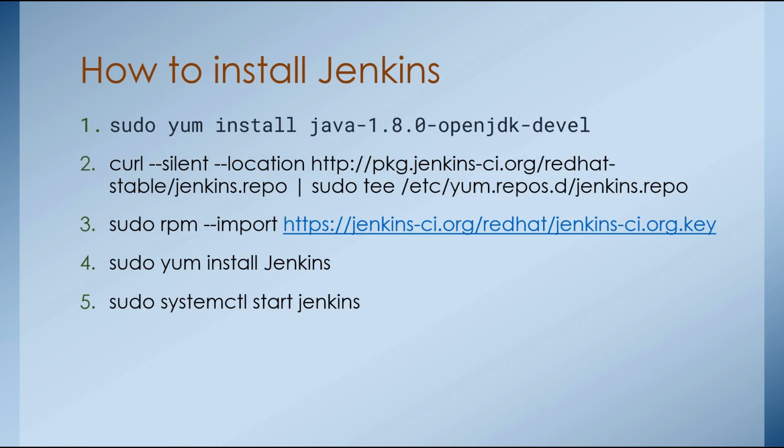wget with the silent option, from the location http://pkg.jenkins-ci.org/redhat-stable/jenkins.repo. What we are doing in this step is pulling the Jenkins repo into our repository, which is located at /etc/yum.repos.d/jenkins.repo. After that we rpm --import the Jenkins key. Okay, and after importing the key, we simply write yum install jenkins, and then we start Jenkins.